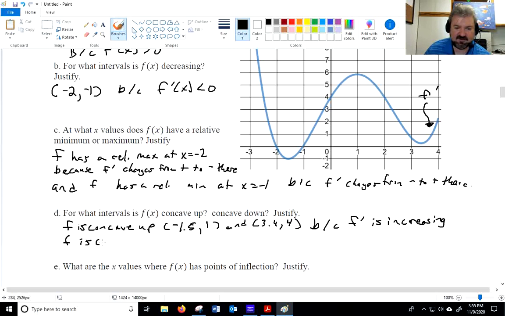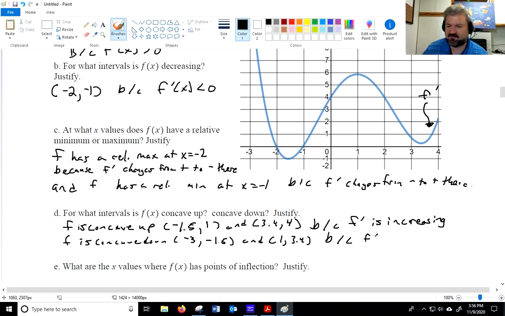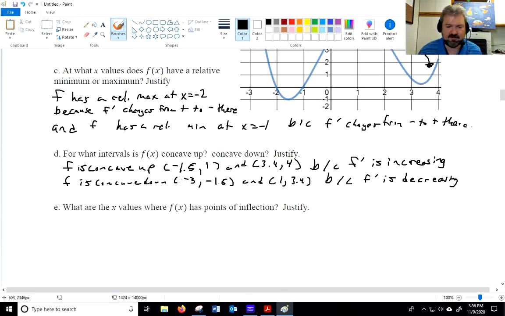F is concave down everywhere else from -3 to -1.5. And let's see here, 1 to 3.4. Why? Because f prime is decreasing. And that's just the absolute definition of concavity. Concavity means that f prime is increasing or decreasing.